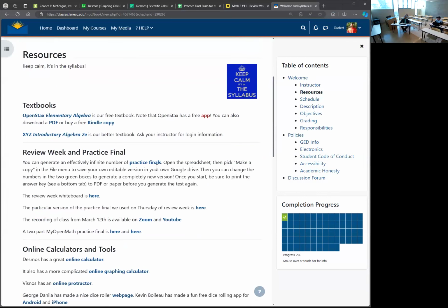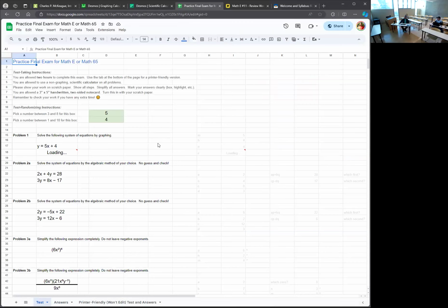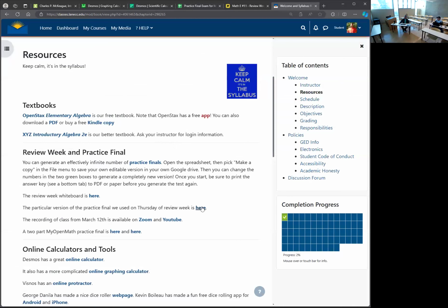So there's the link to the practice final web sheet itself, the review week whiteboard, the recording from Tuesday, and there will be another one of these after tonight. I made a specific copy of the practice final, so we would all have one to talk about that doesn't change, because every time you load this, it changes. That one is here as a PDF, so if you want to look at the answer key or do some more stuff over the weekend, there's nothing special about it, except that it's the one we're going to talk about tonight.